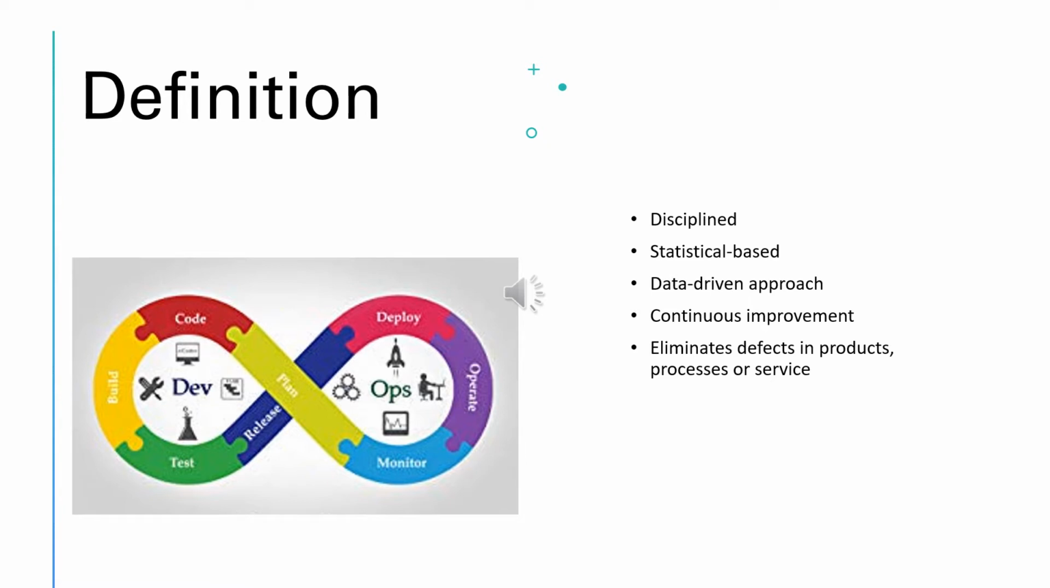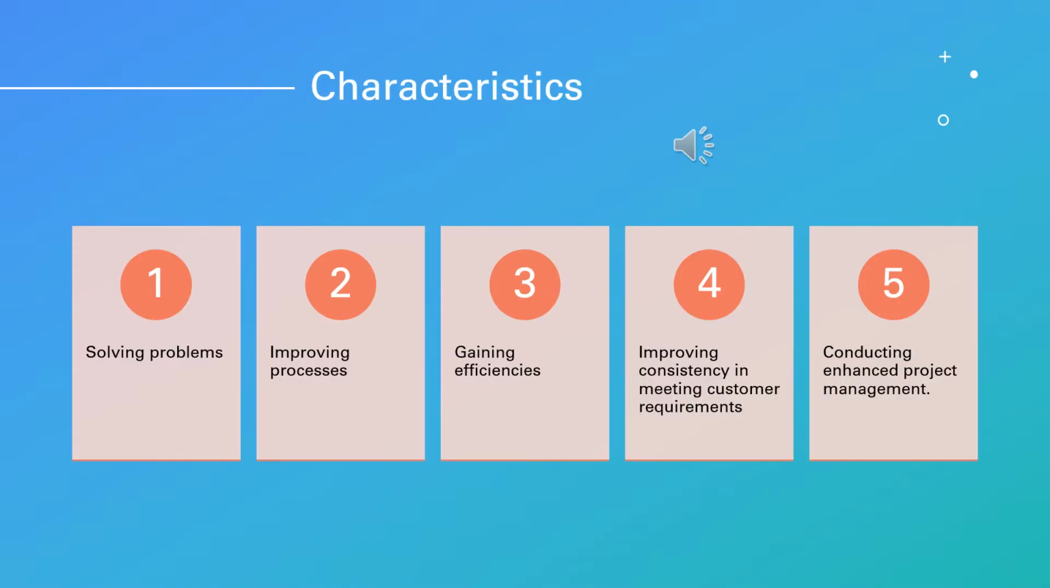Six Sigma is a disciplined, statistical-based, data-driven approach and continuous improvement methodology for eliminating defects in a product, process, or service. Lean Six Sigma's approach involves solving problems, improving processes, gaining efficiencies, improving consistency, and meeting customer requirements, and conducting an enhanced project management.